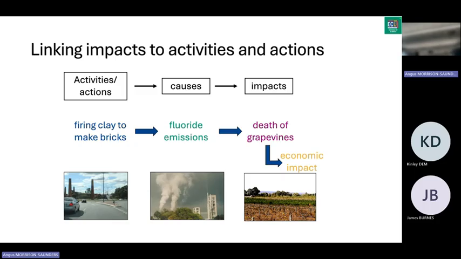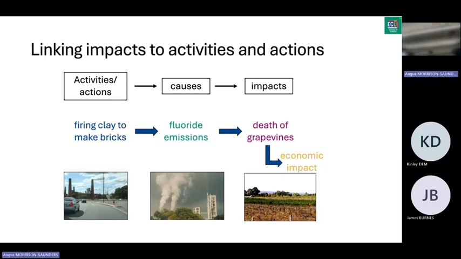And how do you make bricks? Well, you get the clay, you put it into a square shape or a rectangular shape, and then you put it in an oven and bake it. What happens when you bake clay? Well, it turns out there are these fluoride substances inside the clay that get burnt off somehow, and they go out the chimney of the brickworks.